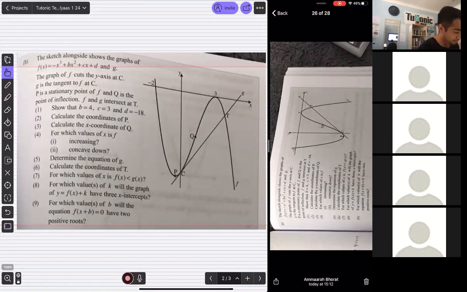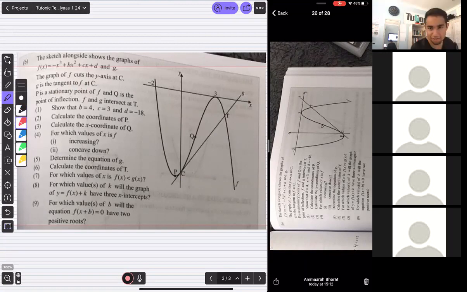So this is a cubic graph, f(x) equals minus x cubed plus bx squared plus cx plus d. The graph of f cuts the y-axis at c. Notice, guys, everything they're telling you is for a reason. Notice how it cuts the y-axis at c, but it also intersects the graph at c. You see that? That must set off a siren in your brain. Okay, that's going to help me. g is a tangent to f. Oh, it's also a tangent. Okay, of course it's a tangent. Okay, sorry.